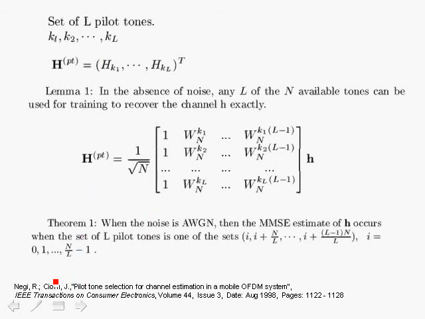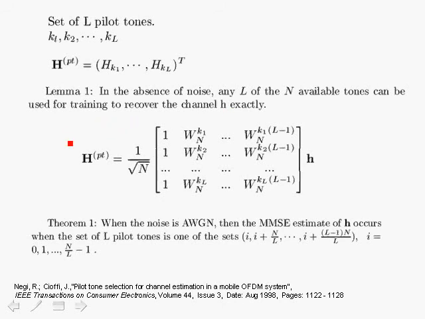Now, the paper by Negi and Cioffi has an interesting lemma, which is as follows. The lemma basically states that in the absence of noise, any L of the N available tones can be used for training to recover the channel H exactly. So if H is the impulse response of the channel, and the impulse response of the channel has L samples, then if we use L of the N available tones that are transmitted as pilots, then we can completely recover the channel impulse response exactly.